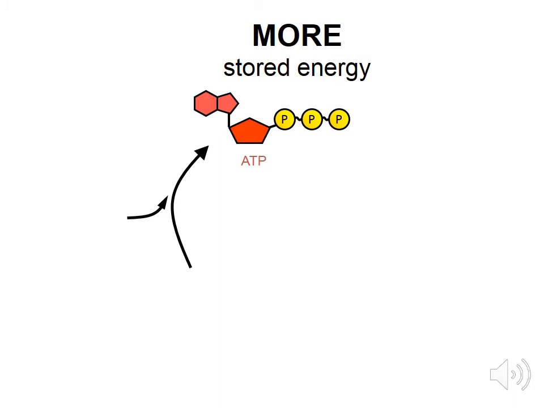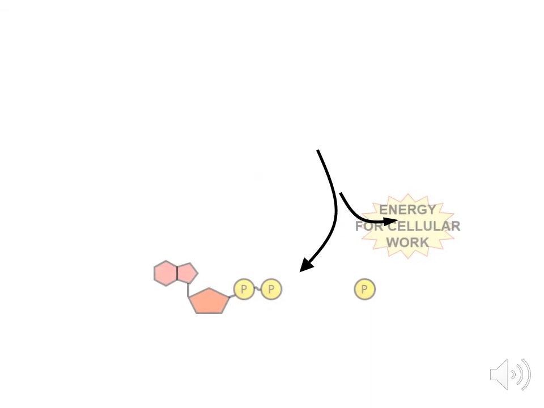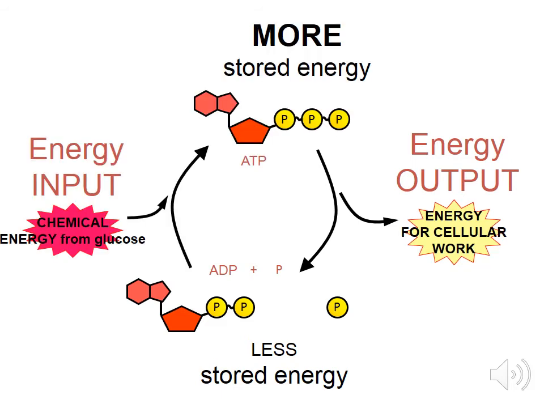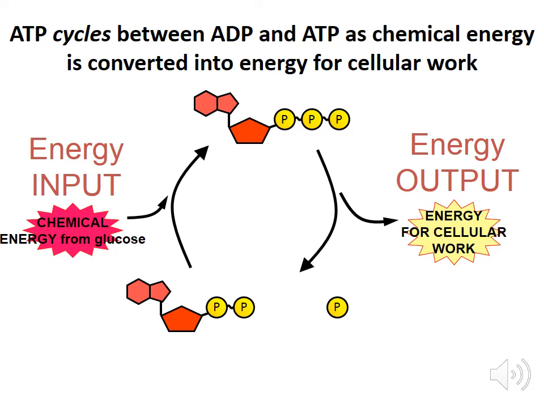So the ATP can then go to various parts of the cell, break off its phosphate group, and when that last phosphate group is broken off, there's a release of energy that can be used for cellular work, and you're back to your molecules of ADP and a phosphate group. So that entire cycle is here, and you can put this in your notes. There's a cycle between ADP and ATP as chemical energy is converted into energy for cellular work.